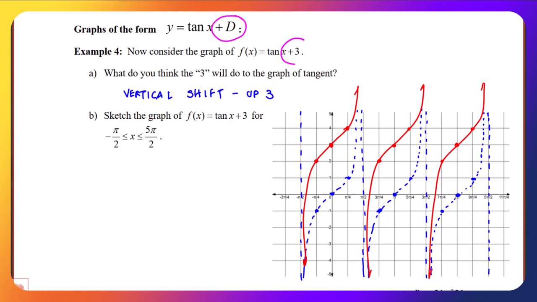If we add something at the end, we take our dashed tangent parent graph and just take the middle, move it up 3, take these middle points, move them up 3, and you have your same tangent graph that we had before, but we move the points up by 3, and that's the easiest thing in the world, isn't it?